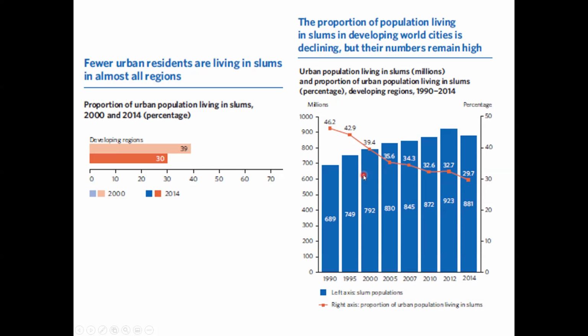So that's one of the problems with high population growth: even when you're making so much progress in terms of decreasing percentage, if your population outpaces your ability to deal with it, you're still going to be kind of winning the battle, but losing the war. Because you're still going to have more and more people living in slums in terms of total number of people.